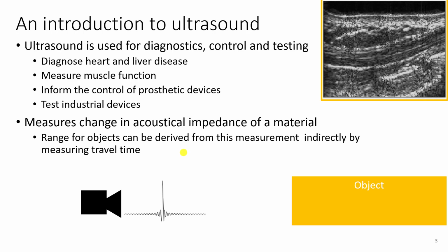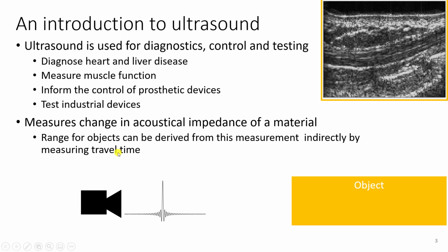So, ultrasound is used for a wide range of applications in diagnostics, control, and testing. For example, ultrasound is used in industry to measure fluid flow and locate defects. In the medical field, it is used to diagnose heart and liver disease. It can measure muscle position, which can be used to control prosthetic devices for people with limb loss.